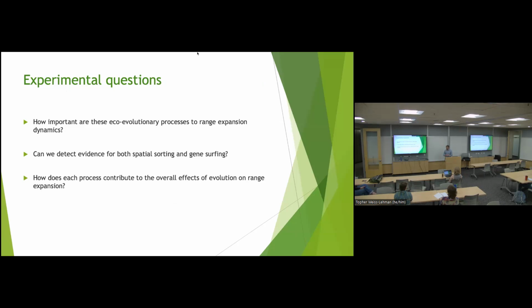And then furthermore, can we detect evidence specifically for spatial sorting versus gene surfing? Can we differentiate those two? And then finally, can we quantify the contributions of each process to their overall effects of evolution on range expansion, and better incorporate them into some sort of predictive framework?